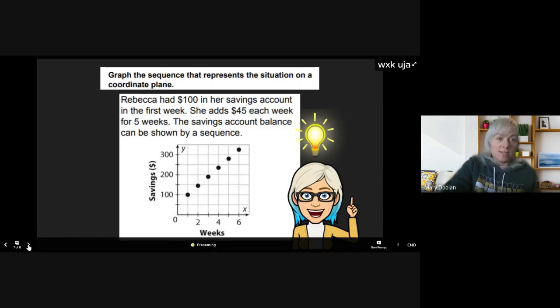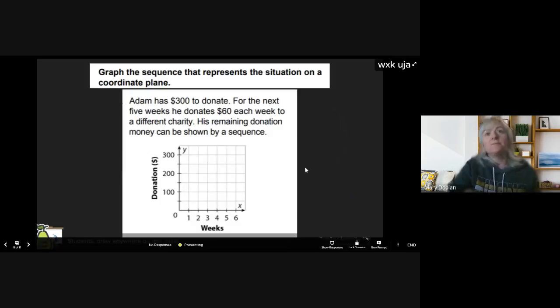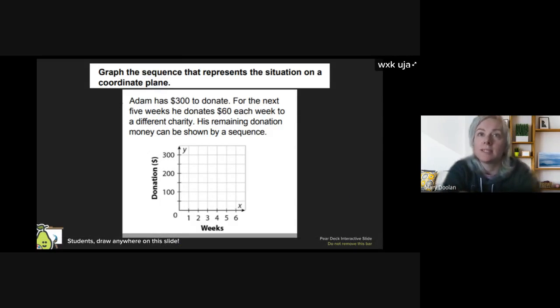You're going to do one of these now. So slide 8, we're going to graph the sequence that represents the situation on the coordinate plane. Adam has $300 to donate. For the next 5 weeks, he donates $60 each week to a different charity. Wow, Adam's nice, huh? His remaining donation money can be shown by a sequence.